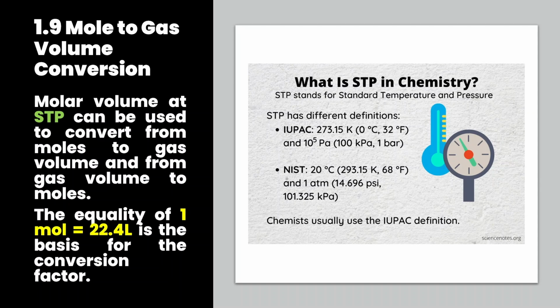STP has different definitions. In IUPAC, the standard temperature and pressure values are 273.15 kelvins for temperature, which is also equivalent to 0 degrees Celsius and 32 degrees Fahrenheit. And for pressure, we have 10 raised to 5 pascals, or 100 kilopascals, or 1 bar. In NIST, the standard temperature and pressure is 20 degrees Celsius and 1 atmosphere, or 1 atm. For the purposes of this discussion, we're only sticking with the IUPAC definition of STP.